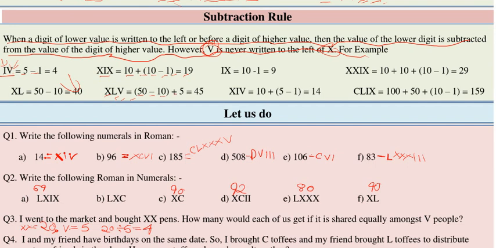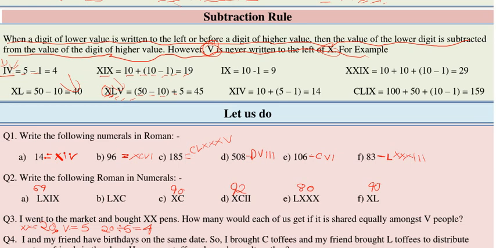You can see XLV. So what is it saying over here? X is written to the left of L. That means it is a smaller value. X is 10 and L is 50. So we will subtract 10 from 50. We will be left with 40. And V is written to the right of 50, so we will add that to the 40 we have over here. We get 45. You can do this like this also in brackets.